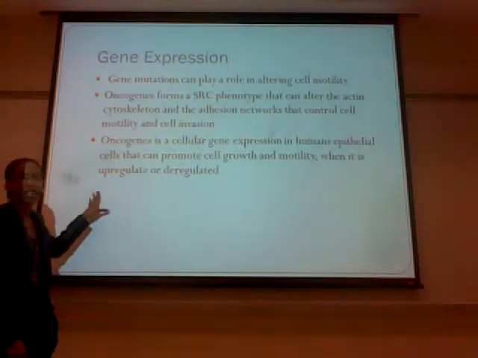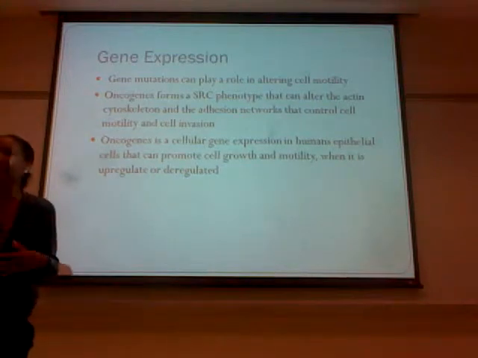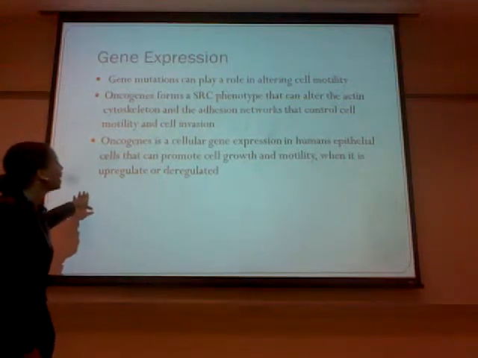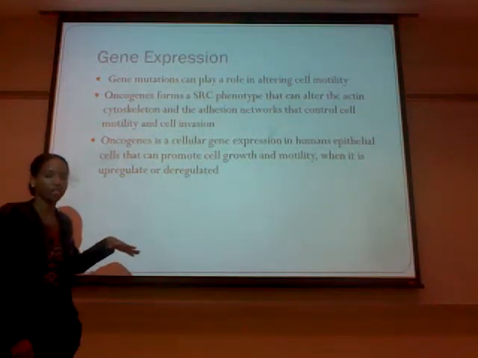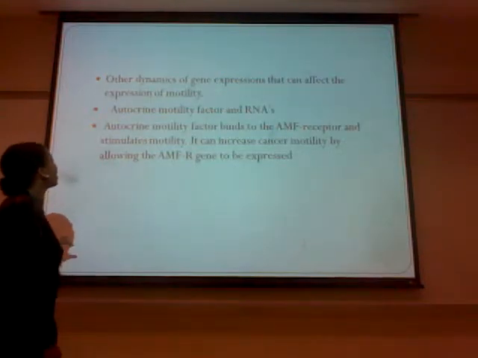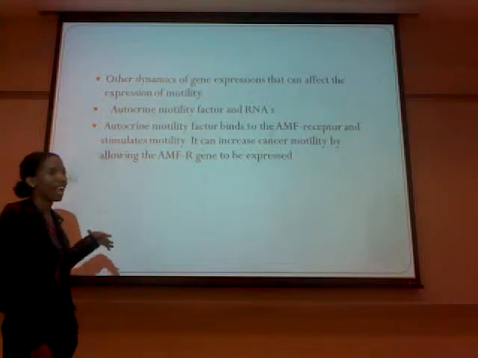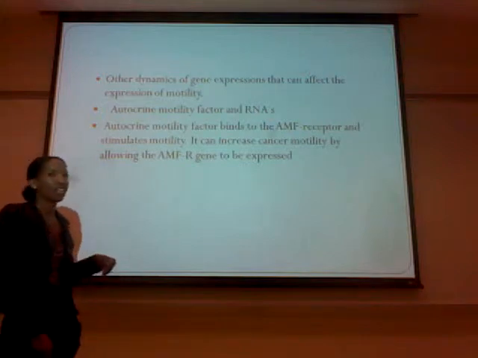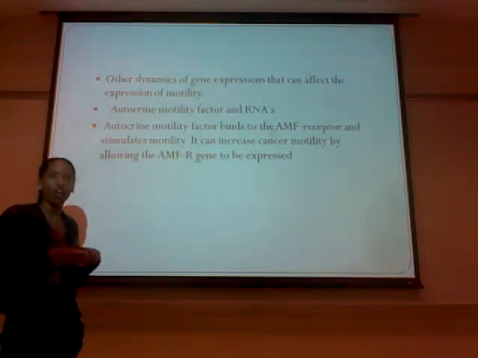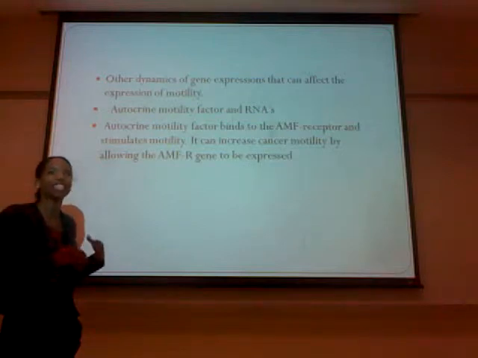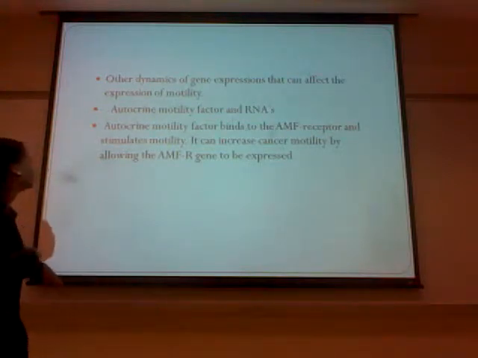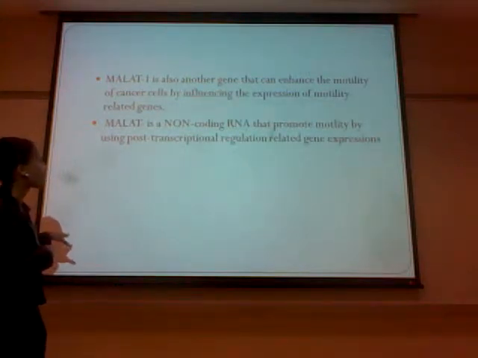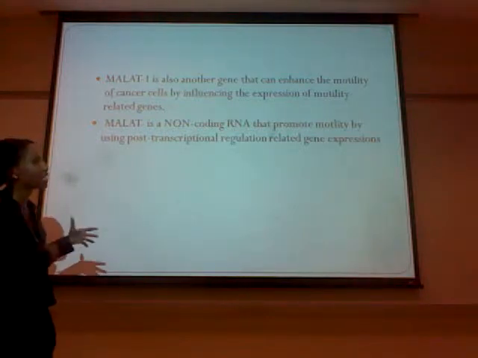This will be talking about the Acarna gene. The Acarna gene inhibits cancer by altering the actin cytoskeleton. The autocrine motility factor binds to the AMF receptor, which affects cell motility because it either inhibits or suppresses cancer. And this is MALAT1. This is a gene that can enhance motility of cancer by influencing the expression of motility-related genes.